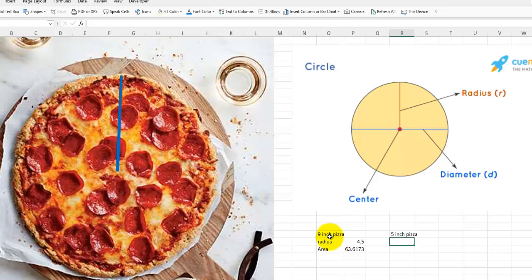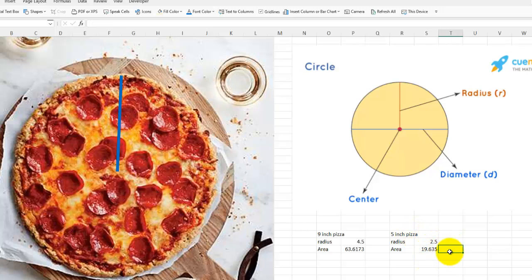So 5 inch, same thing. Just put it here. The 5 inch, half of it will be 2.5. And then what is the area? Again, you use the pi times this value here, power of 2, and enter. So it's 19.